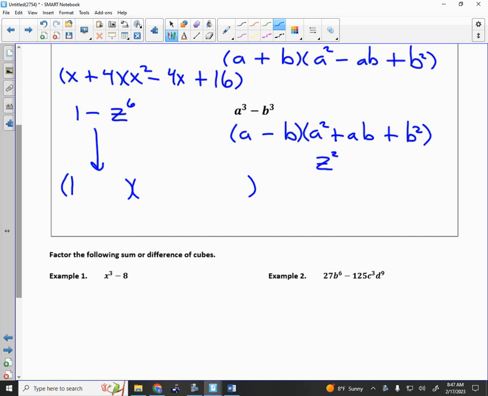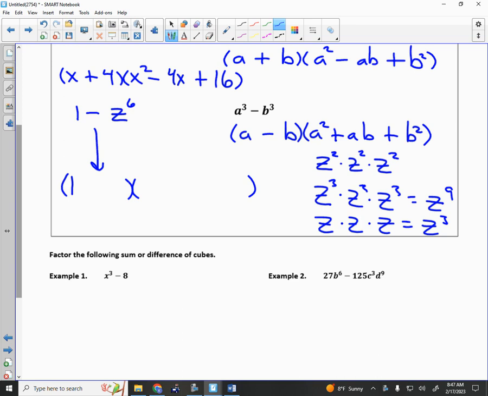If we have z to the 2nd times z to the 2nd times z to the 2nd, we have z to the 3rd times z to the 3rd times z to the 3rd, and we'll just do z times z times z. So if I look at all those, z times z times z, that's z cubed. Z to the 3rd times z to the 3rd times z to the 3rd, that's z to the 9th. Z squared times z squared times z squared, that's z to the 6th because we add the exponents, right? You see that? So it's z squared that we multiply 3 times to get z to the 6th.